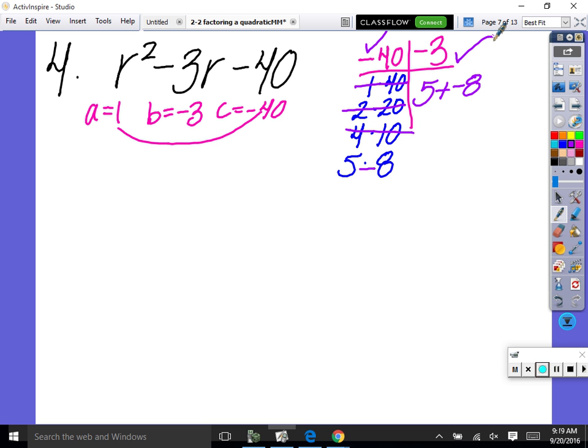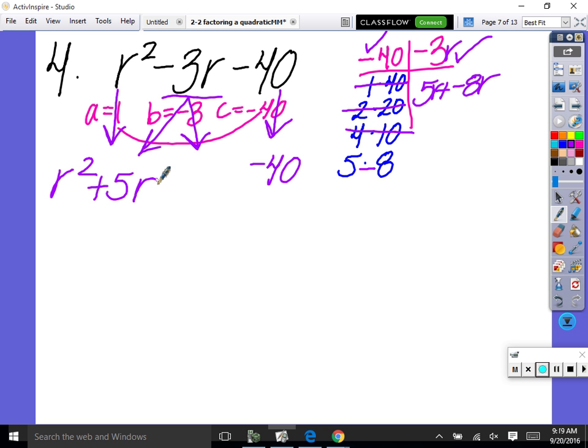Now remember, these are the middle value, -3r. We're rewriting it as 5r minus 8r. So what we're going to do is now drop and break. We drop down our n terms. We'll drop down r squared. We'll drop down -40. And now we break down the middle term as those two factors. That's a +5r, so I'm going to write that first, +5r, but it doesn't matter. And then minus 8r. I'm going to write this a little bit closer. We drop down -40.